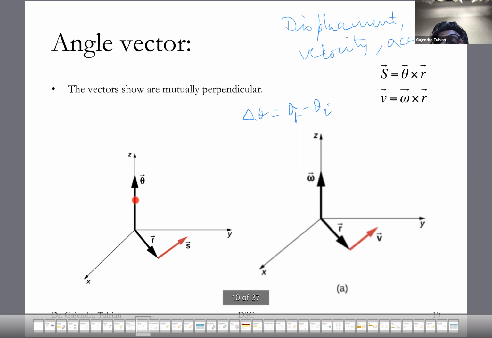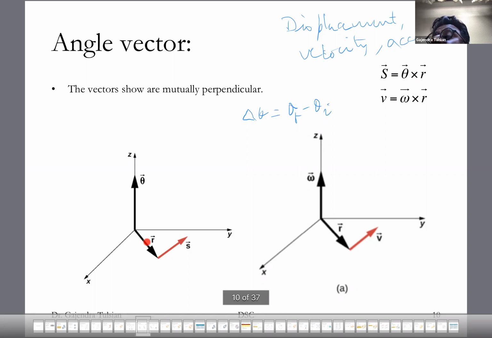And again, these work only for small distances because this really is going on a circular path, but if you consider small paths, the arc of the circle will be the same as a straight line. Anyway, so what this formula shows you is the displacement of this point is the angular displacement crossed with the r vector.